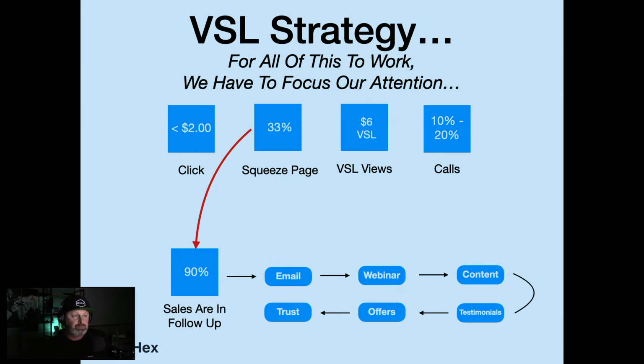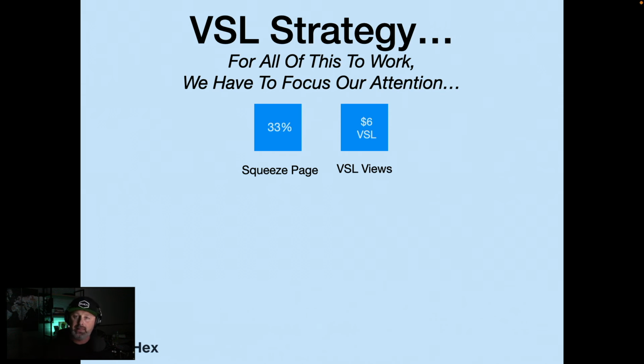All right, so the VSL strategy, here's why it is commonly misused and misunderstood. Because for all of this to work, if we understand that the bulk of our results are going to come on the back end, then that means that to hit the best results up front, we need to focus on two things, which are these. Not the follow-up process, that comes later. And it's not the clicks or the calls. Those things are actually pretty simple. It is really the squeeze page and the engagement, the views on a VSL.